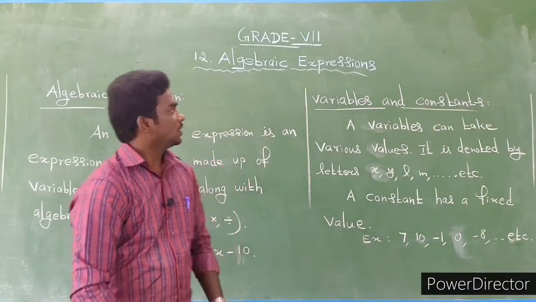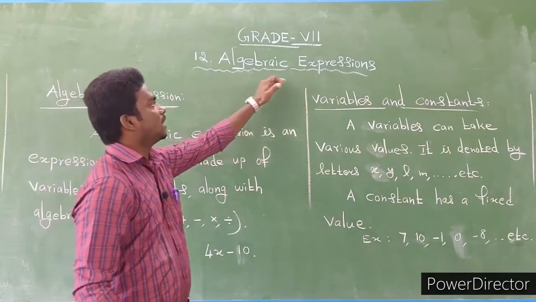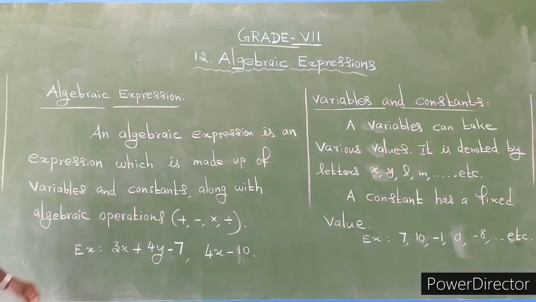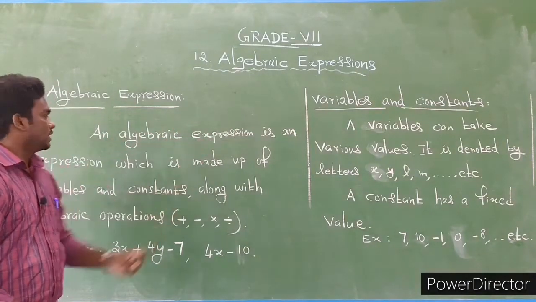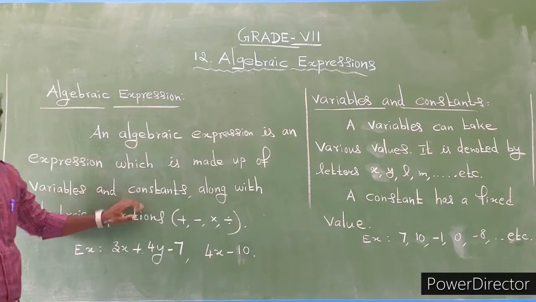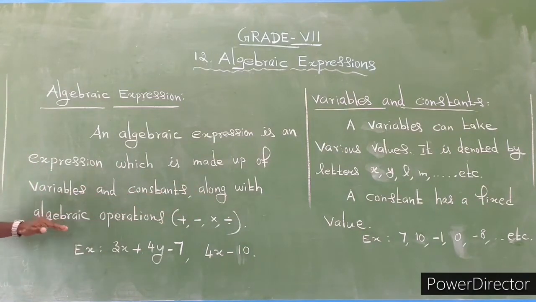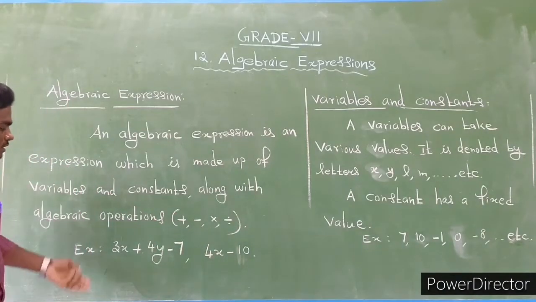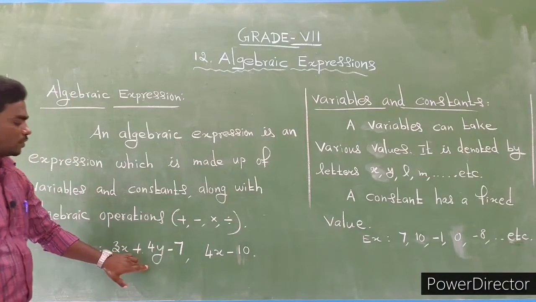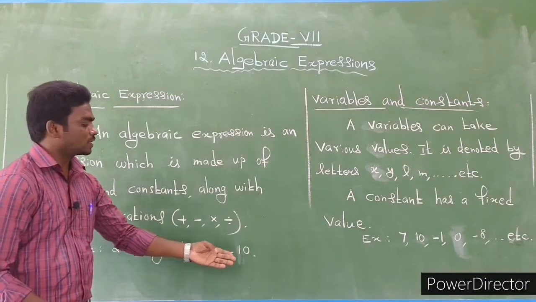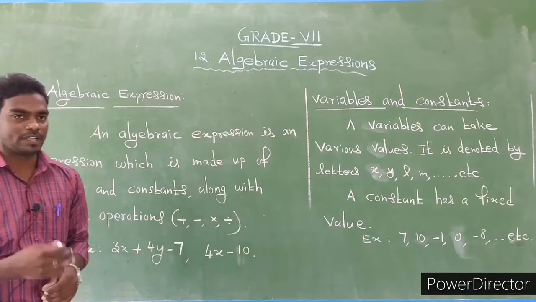Good morning, students. Now let's start our new chapter, algebraic expressions. What is the definition of an algebraic expression? An algebraic expression is an expression which is made up of variables and constants along with the algebraic operations addition, subtraction, multiplication and division. For example, 3x plus 4y minus 7 is an algebraic expression. 4x minus 10 is also an algebraic expression.